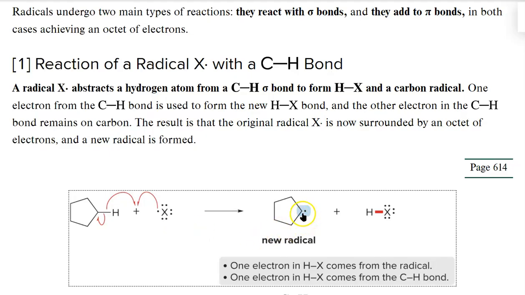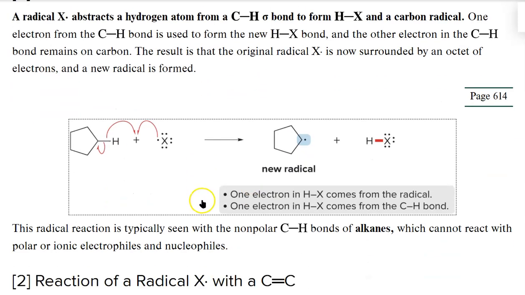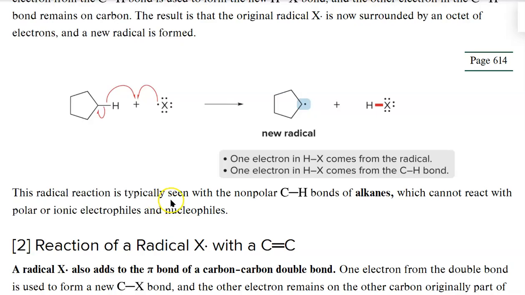And of course, this new radical could be primary, secondary, or tertiary. It's easiest to form a tertiary because the tertiary is most stable. Right? The radical reaction is typically seen with nonpolar carbon-hydrogen bonds in alkanes, which can't react with polar or ionic electrophiles or nucleophiles. So in other words, we can react the halogens with alkanes because they can react by a radical mechanism.